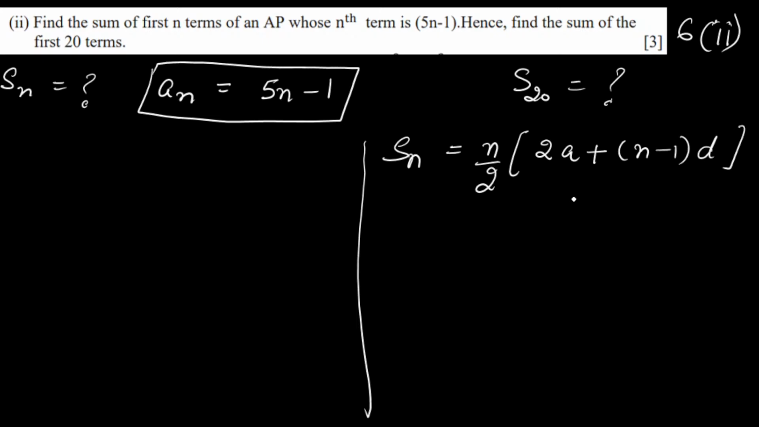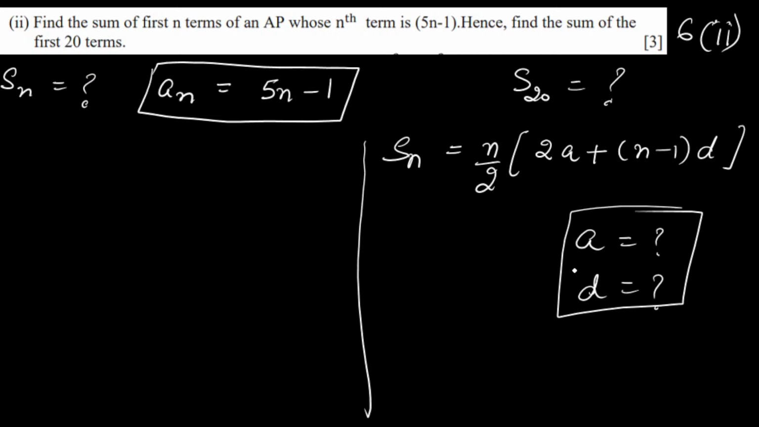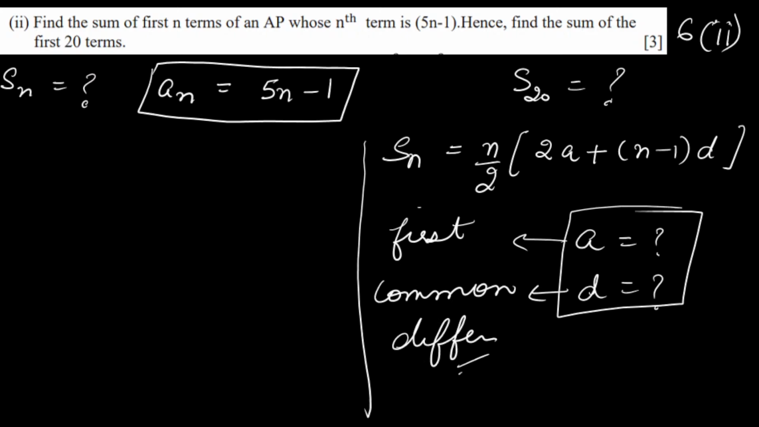So that means if we want to find the sum of n terms, we need the value of a, and we also need the value of d. n will be n only because they want Sn, so it will be in terms of n. Okay, so we need the values of a and d. a means first term, d means common difference. These two things we will find with the help of this nth term.